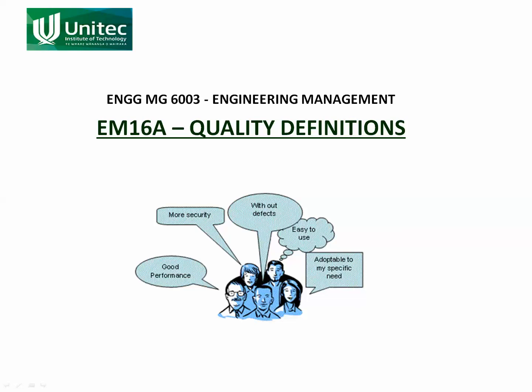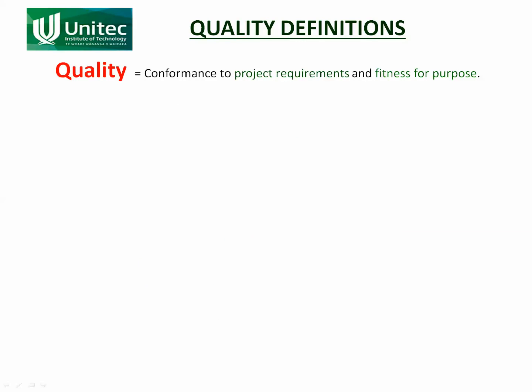In this next series of slide cards, we're going to look at quality. As you can see by this little cartoon, quality means different things to different people. So quality in engineering or civil engineering is conformance to the project requirements and fitness for purpose. In other words, it does what it's supposed to do.